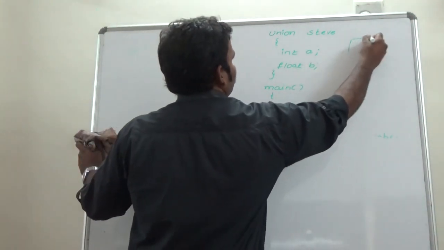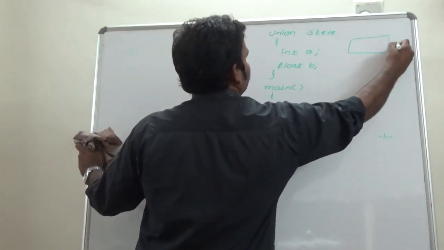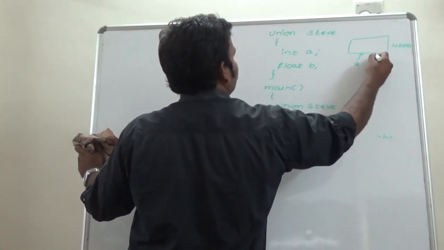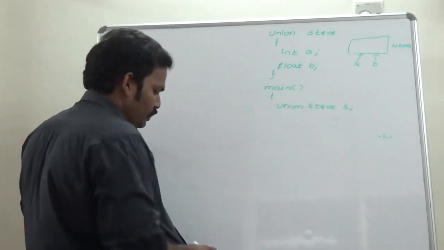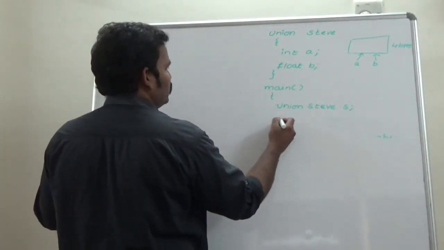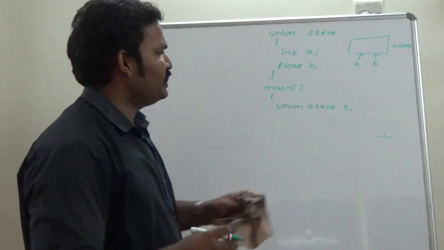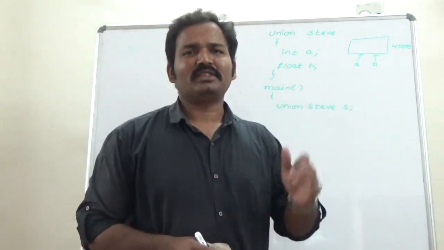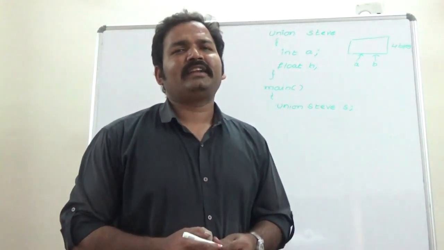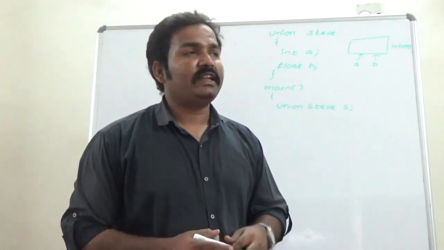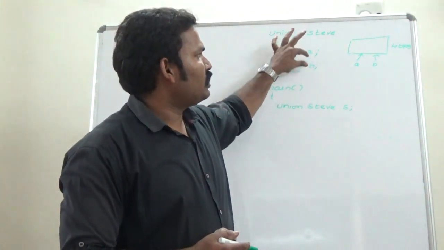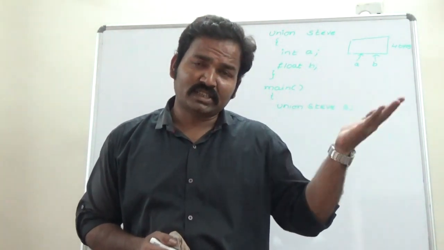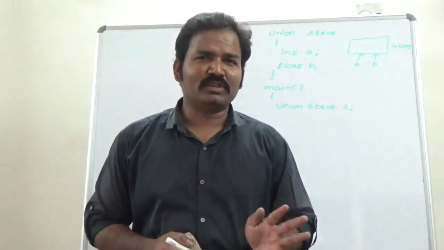So how much memory is allocated here? 4 bytes. And a and b, these two members, are pointing to the same location. Next, initialization of union members. Directly initializing union members is not possible, the same as directly initializing structure members is also not possible.